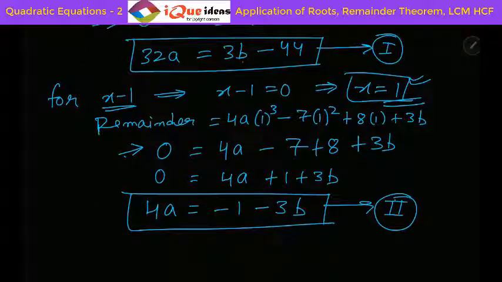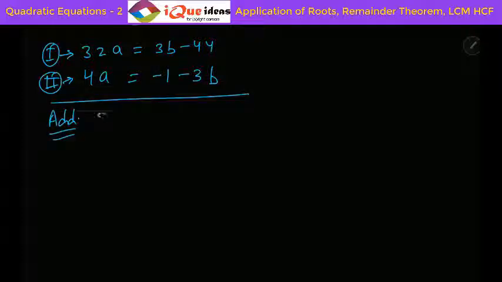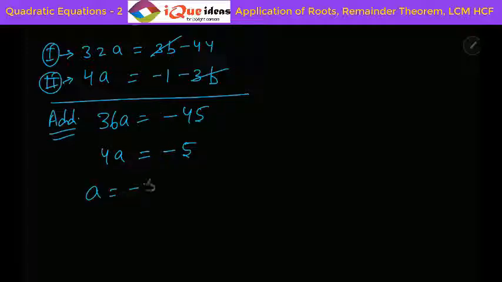One equation is 32a equal to 3b minus 44, and the second equation is 4a is equal to minus 1 minus 3b. Let's do one thing. Let's simply add these two equations. So what I'll do, I'll write these two equations again, and then we will add them. So this was equation number 1, and this was equation number 2. If you add them, left hand side will be 32a plus 4a, that is 36a. Right hand side will be 3b cancelled. So we have minus 1 minus 44, that is minus 45. 9 cancels 36 4 times and 45 5 times, so it is minus 5. So 4a is equal to minus 5, that means a is equal to minus 5 by 4. Right, so we have calculated the value of a here.